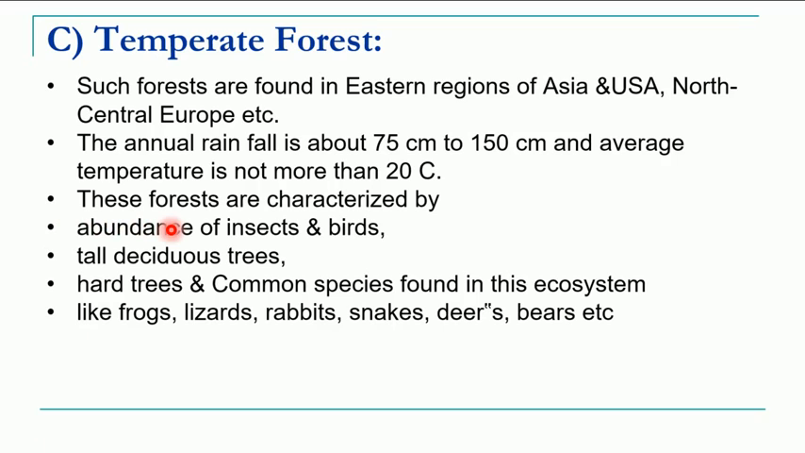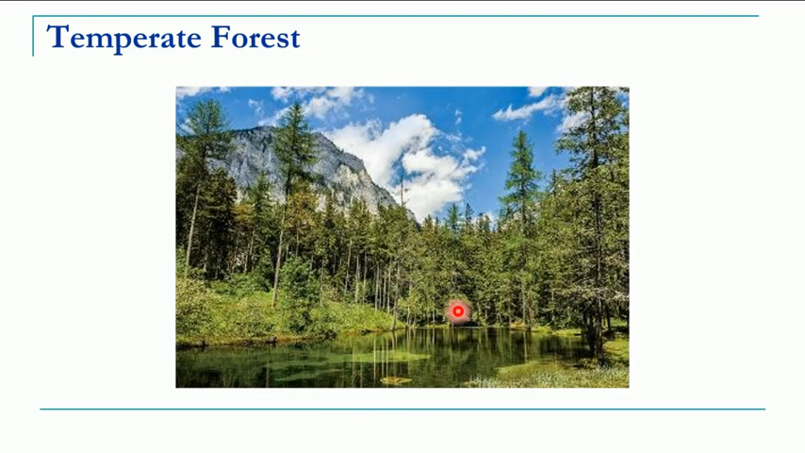And other important characteristics are that they are characterized by abundance of insects and birds, tall trees which are basically deciduous trees. Then the wood is hard, and the common species of this ecosystem, that is plant species, are followed by animals like frog, lizard, rabbit, snake, deer, bears, which are the common animals of this temperate forest ecosystem. So this is a picture of a temperate forest ecosystem.